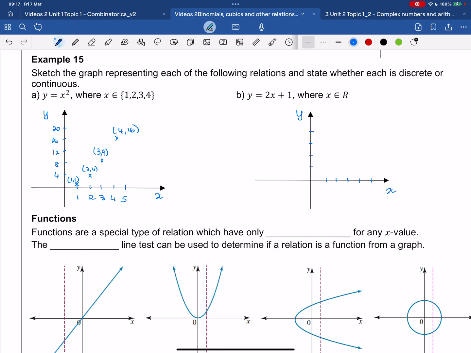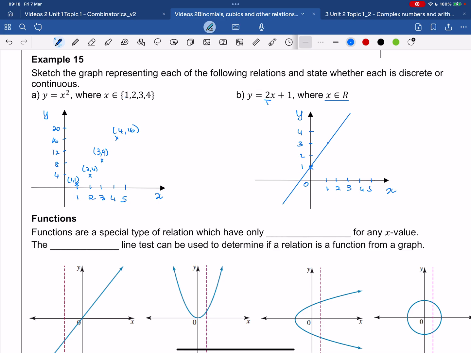All right, the next one says y equals 2x plus 1, where x is an element of all the real numbers. Okay, so that means that any value of x is valid, and I'm going to sketch this. It's a linear function, so 1, 2, 3, and 1, 2, 3, and 4. My y-intercept is at 1, and my gradient is positive 2 over 1. That gives me my second point over there, and I can sketch a straight line through those 2 points.